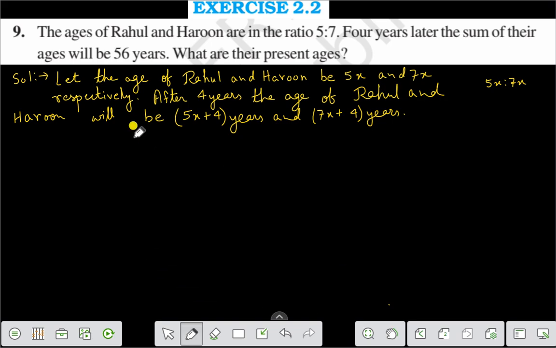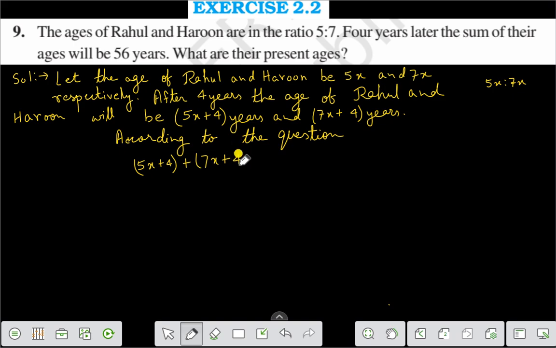Now, according to the question, 5x plus 4 plus 7x plus 4 is equal to 56, right? Therefore, if we add this, 5x plus 7x is 12x, and 12x plus 4 plus 4 is 8, is equal to 56.